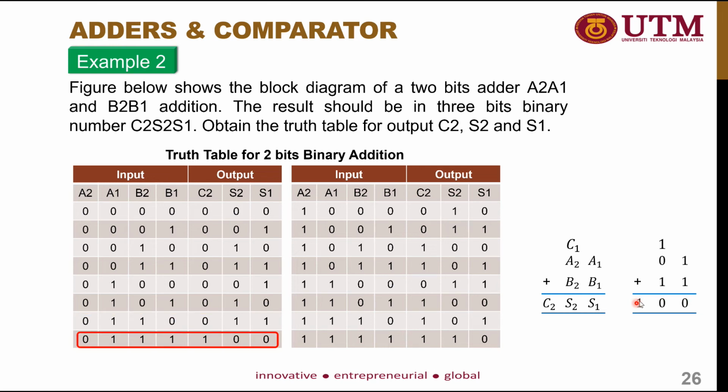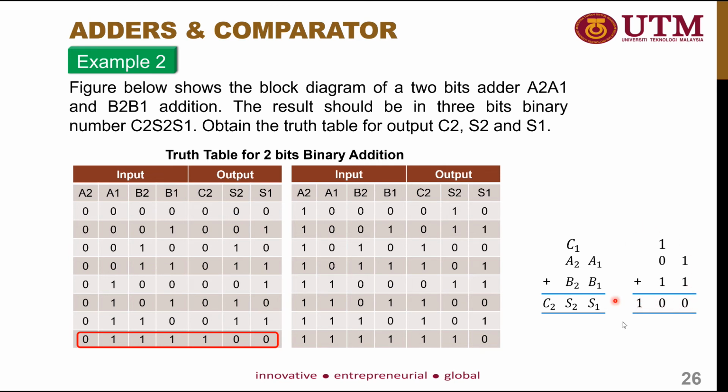Okay, next, when A2 is equal to 0, A1 is equal to 1, B2 is equal to 1, and B1 is equal to 1. So your addition operation will become 01 plus 11. So 1 plus 1 equals 10, where 0 goes to the sum and 1 goes to the carry. And then 1 plus 0 equals 1, and then 1 plus 1 equals 10, where 0 goes to the sum and 1 goes to the carry. So the answer that you will get is 100.